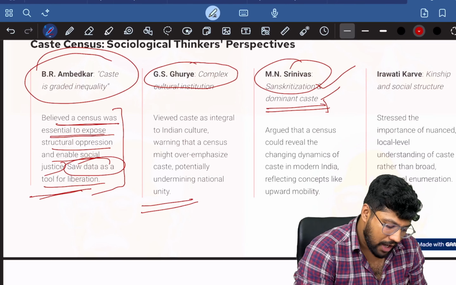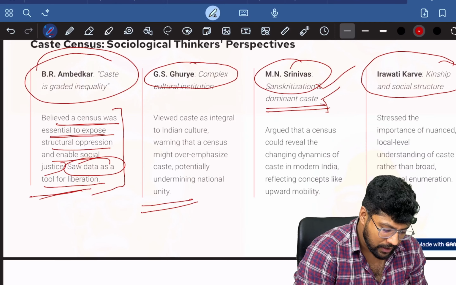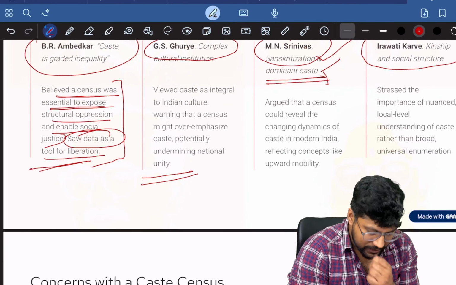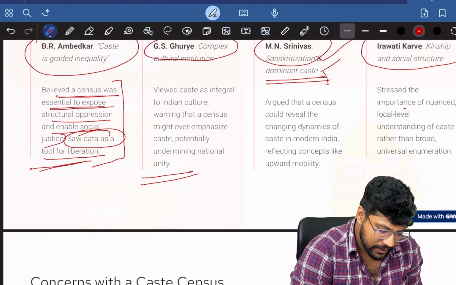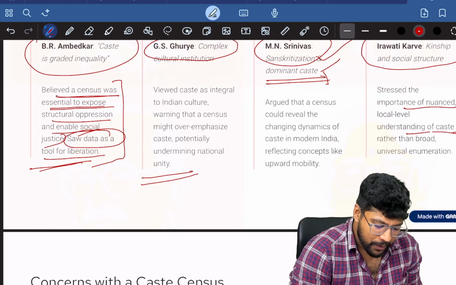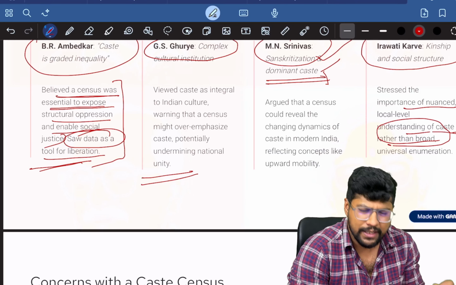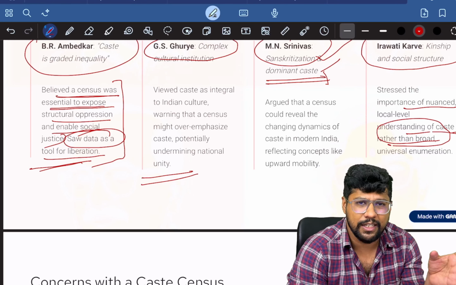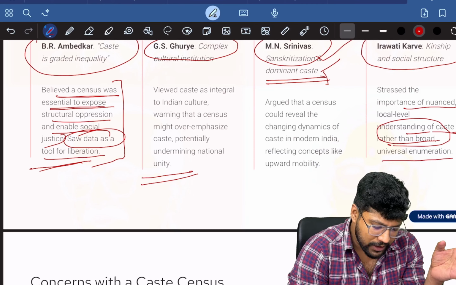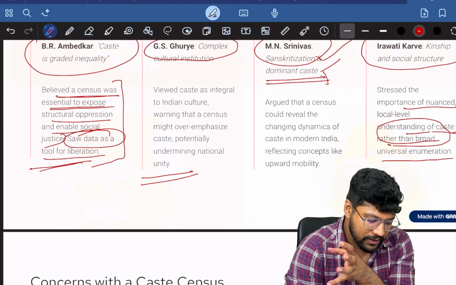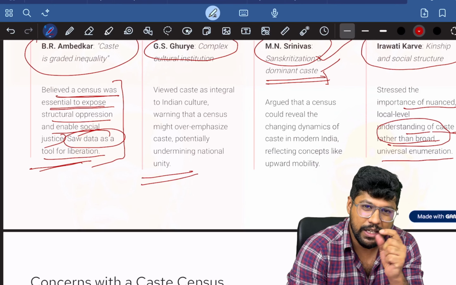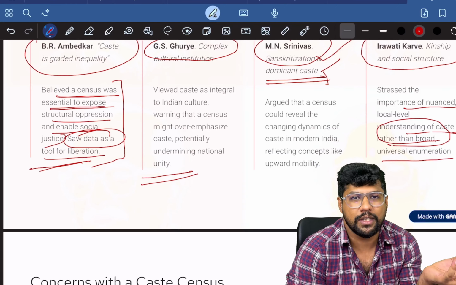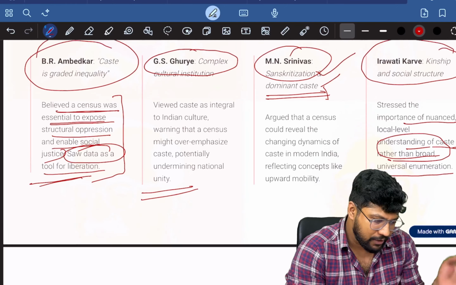Iravati Karve has a view that the importance of caste-based data is that caste is a broader perspective in India. There are many subcastes and jatis in India. So a universal or standardized enumeration of caste is very difficult. That was the view of Iravati Karve.